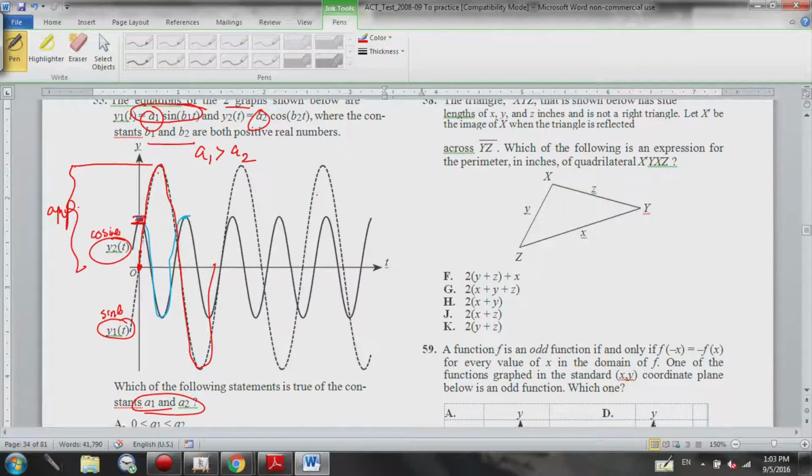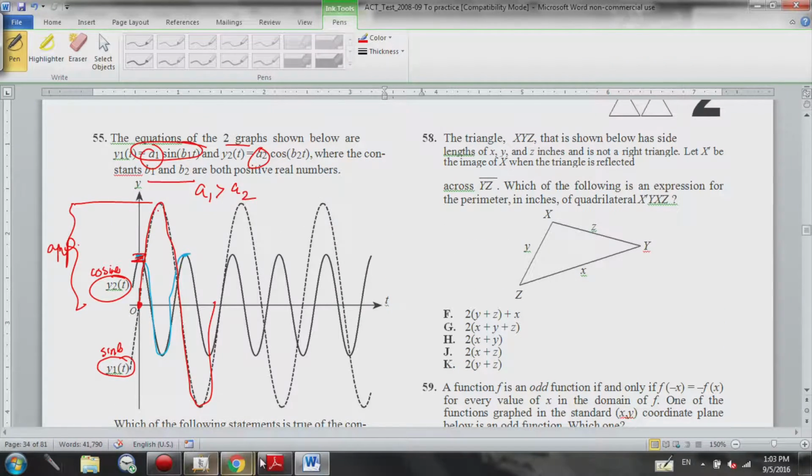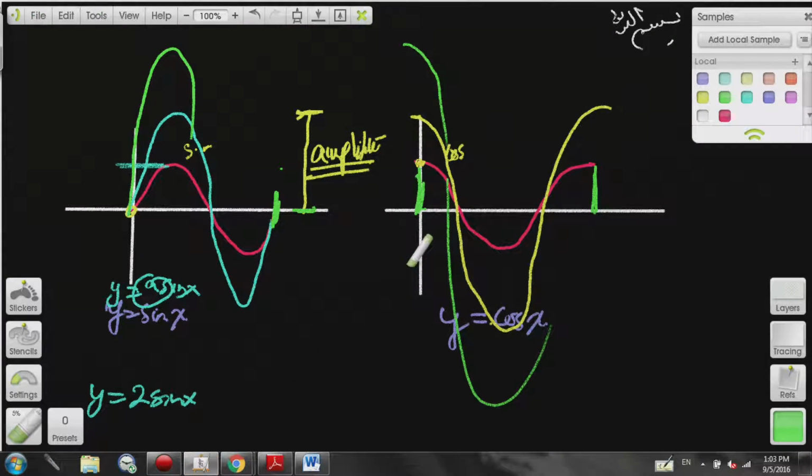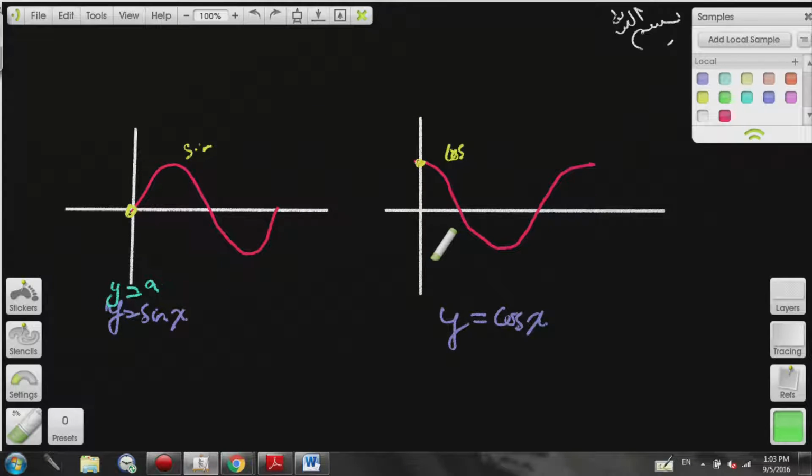And they're both positive. The reason is this. This is the basic sine curve and cosine curve. Now y equals sine of x is this, and y equals negative sine of x, if you just make this negative, it just flips the whole graph. See, it makes it like this.